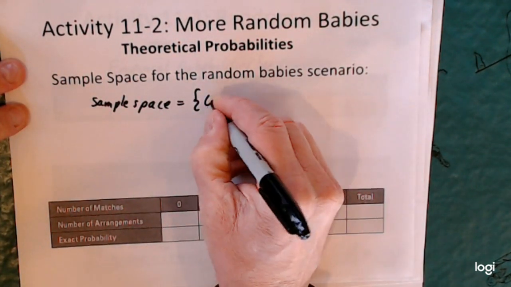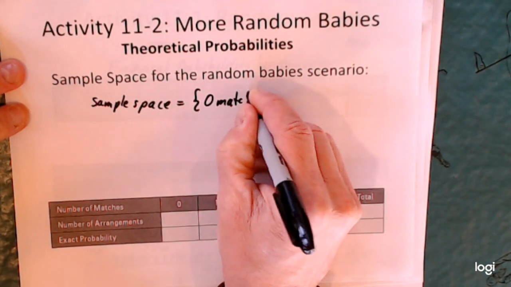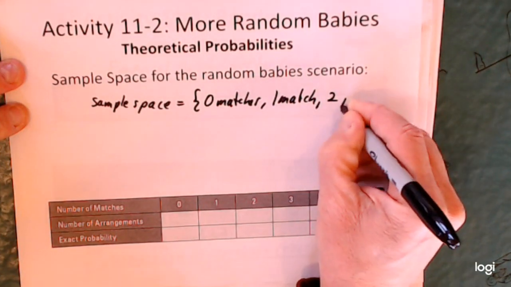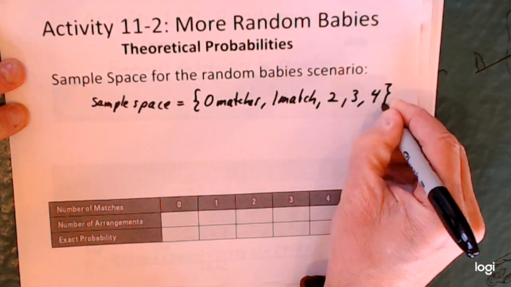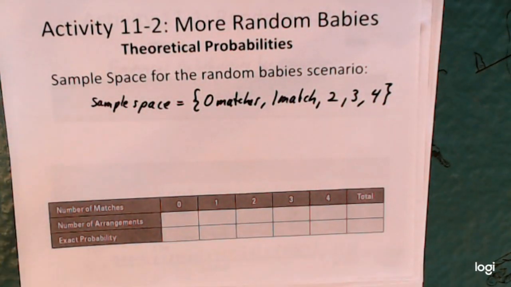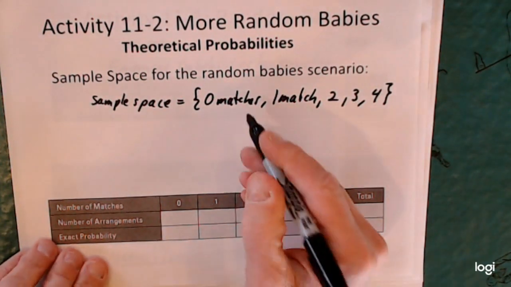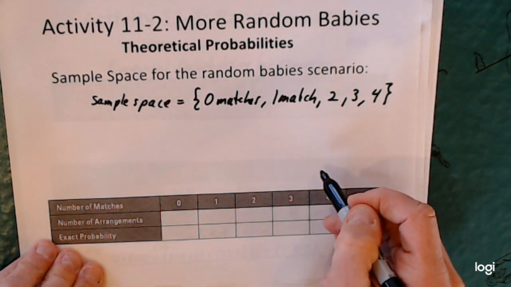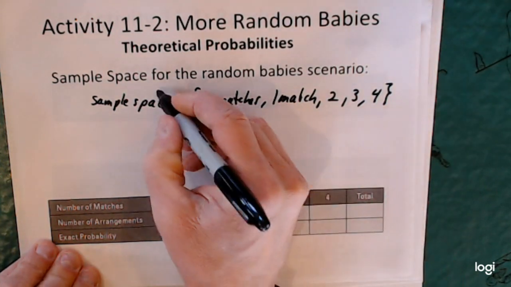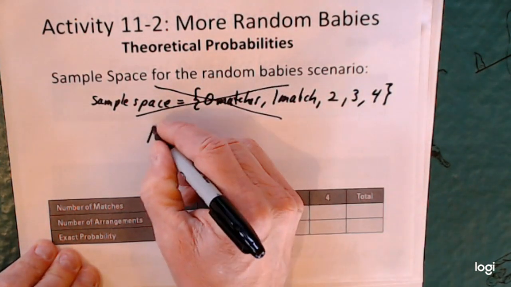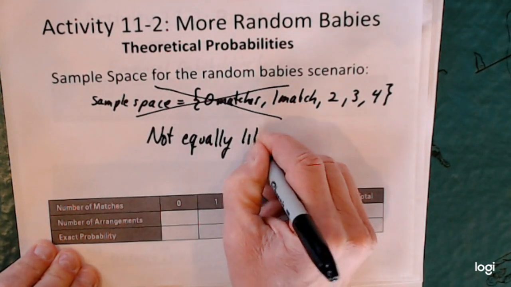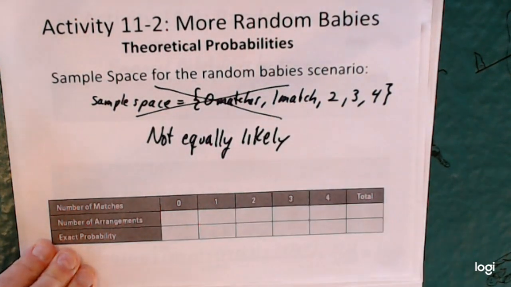Okay, my sample space is going to be no matches, 1 match, 2 matches, 3 matches, or 4 matches. Those are outcomes, right? But they're not equally likely, right? We know that you're much more likely to get 0 or 1 match than 2, 3, or 4. These are not equally likely outcomes, so we're not going to use those as our sample space, okay?